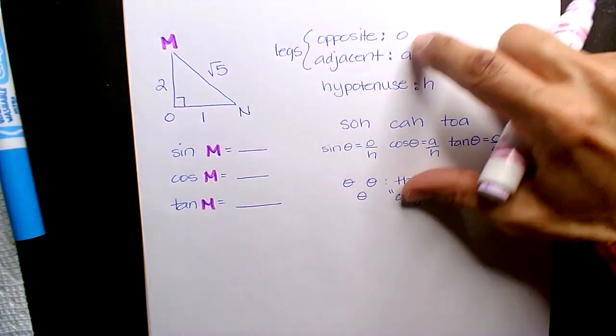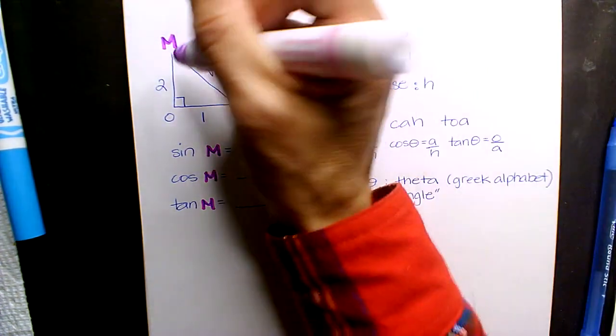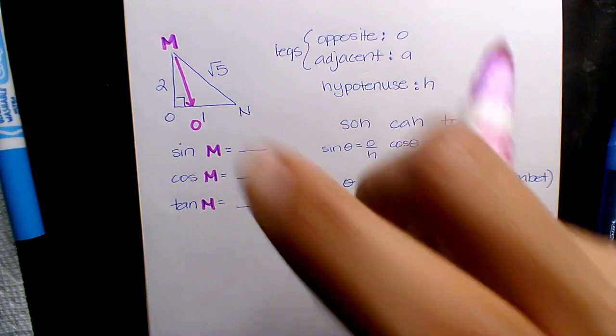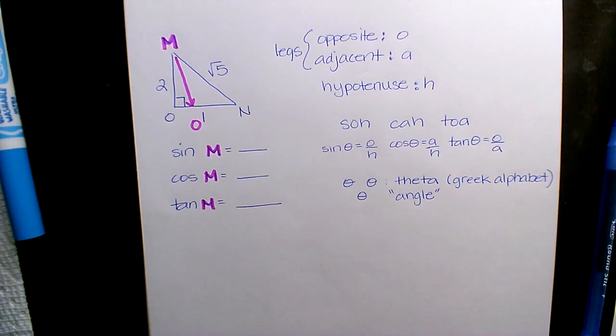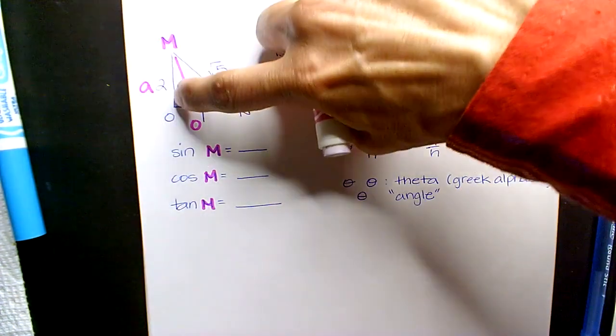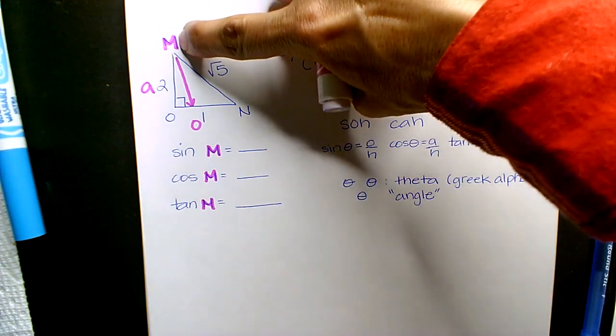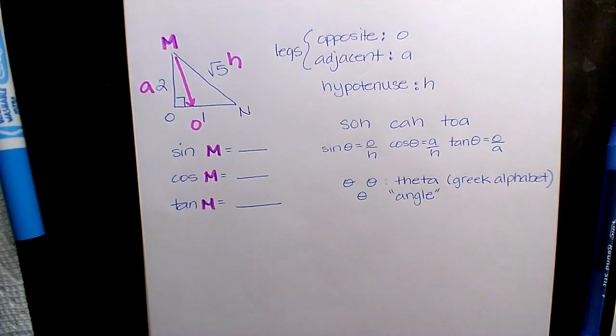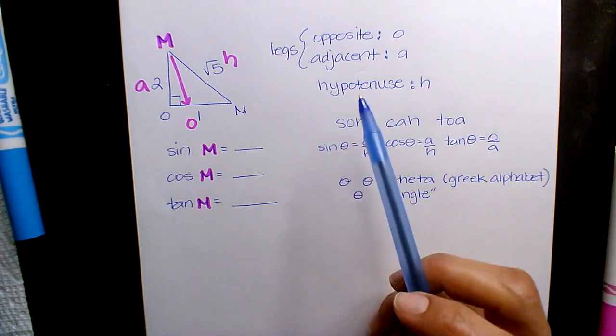Opposite, adjacent, hypotenuse, OAH. So the side opposite angle M would be the 1. Adjacent means next to. So the person sitting next to you is adjacent to you, to the left and the right, like your neighbor that shares your fence or your wall. So adjacent is the 2, because this leg is next to that angle M. And hypotenuse is always opposite the 90. If that's 90, that's your hypotenuse. Now all we're going to do is set up our fractions, our ratios.